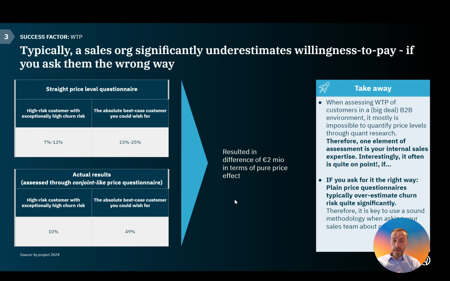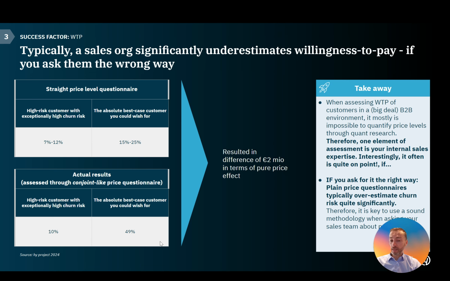It's very vital that you ask willingness to pay the right way. If you ask your sales team, for example, directly, what do you think is the willingness to pay? So how much can we increase prices for high-risk customers and for best-case customers? You will see that the difference is very, very low. If you ask it indirectly to the same sales team in a conjoint measurement style pricing questionnaire, so for example, how much more would the willingness to pay be if you have a customer from industry X, from country Y, with usage Z, then you will see that the spread is way bigger.